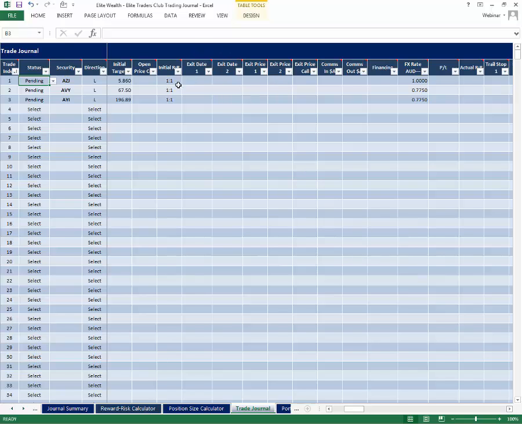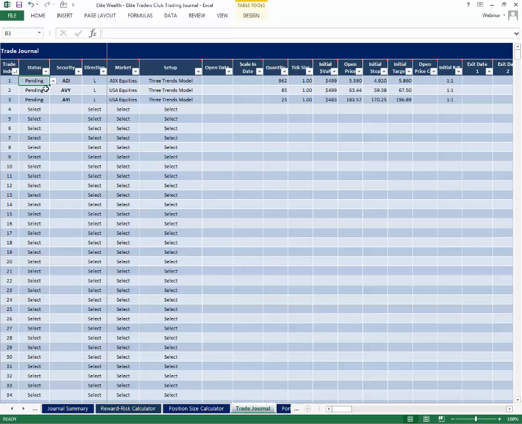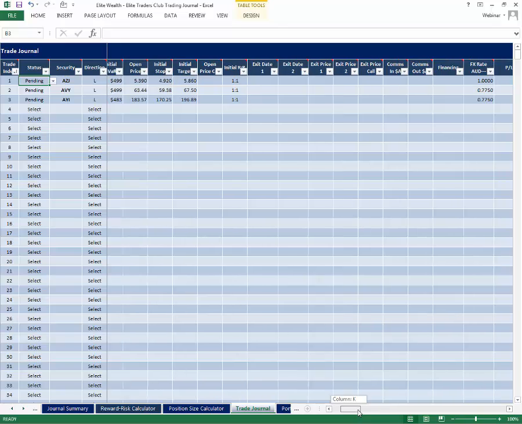you've got allowance here for 2 exits. So if you halve your orders, if you're scaling out, you have exit date 1 and exit price 1, exit date 2 and exit price 2. And if you do exit half the order, you'll see there's a closed half option on here. And then when you close the second half of the order, you would use the final closed on there. Let's go back where we were.